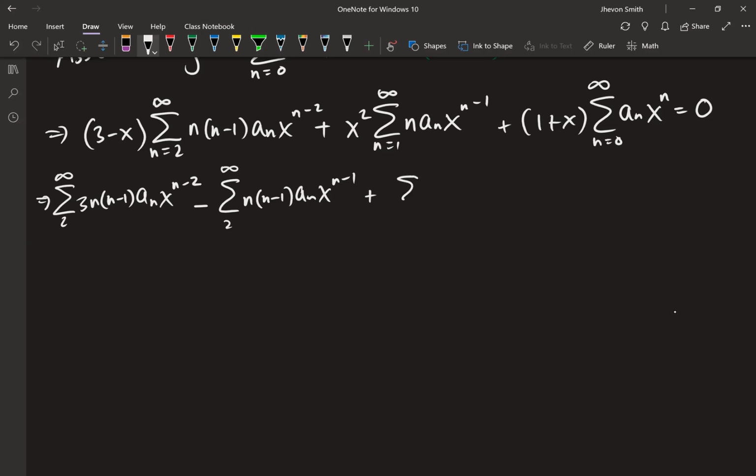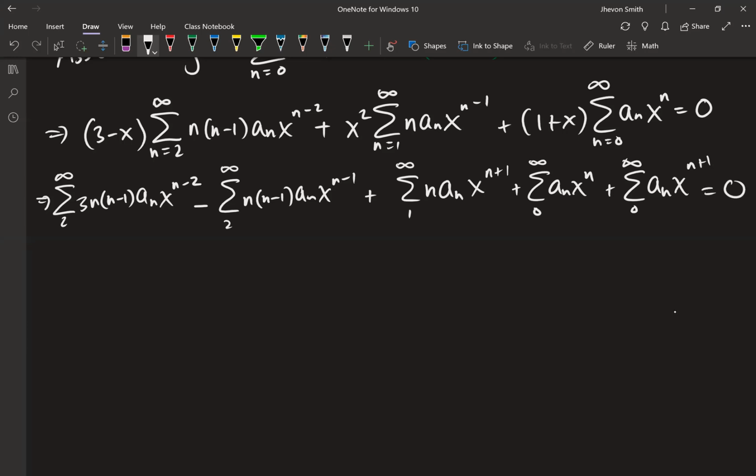plus this series here. Notice that when I multiply in the x squared, it's going to bump up the power of x by 2. So this now becomes x^(n plus 1). Plus expanding that 1 times this series. Plus x times this series, which bumps up the power by 1. So we have that.